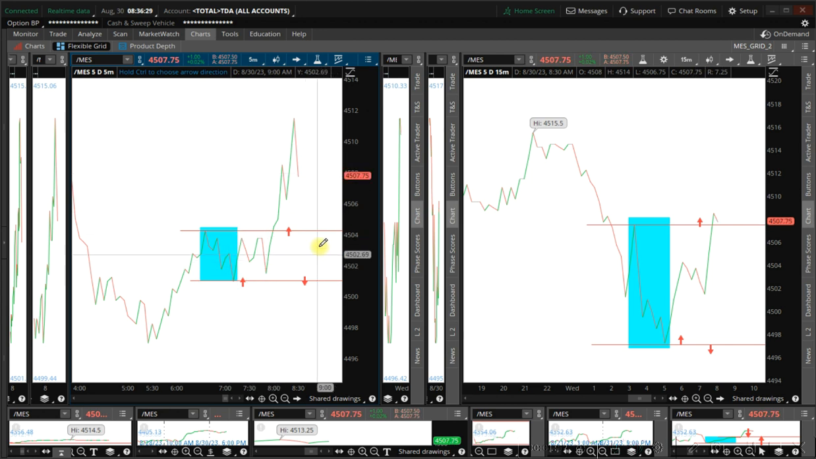Again, we had a lot of reports coming out today. What's going to happen next? We don't know until we find another fractal discovery here and here. But you have your risk defined here.